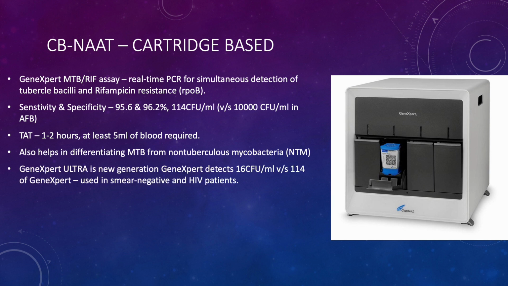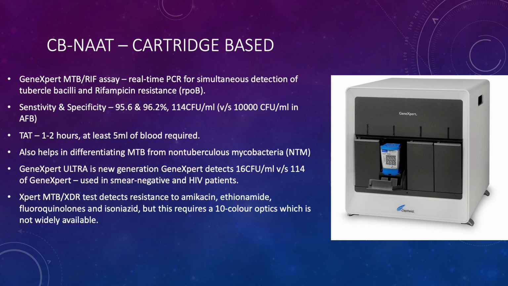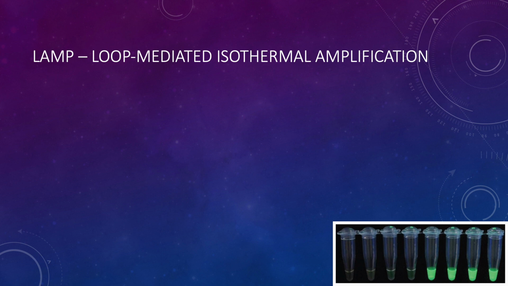A newer generation called GeneXpert Ultra detects 16 CFU compared to 114 of GeneXpert alone, so it can be helpful in smear negative and HIV patients. The present instrument which you see is a 6-color optic. A newer one is a 10-color optic, which can help in detection of MDR and XDR TB. This is what is called the Xpert MTB XDR test. But this is not widely available as of now.